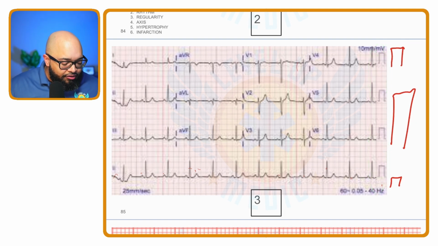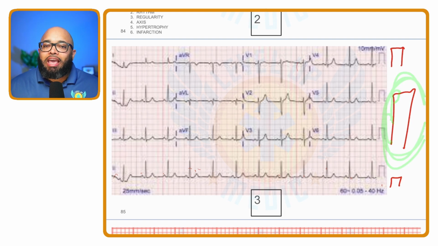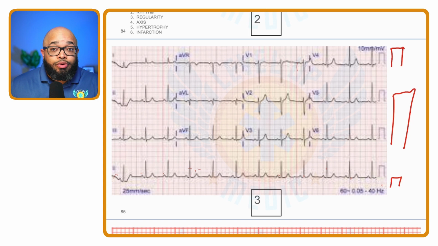So that tells me that, for instance, the reason this is important, let's say things are very zoomed in. You may incorrectly assume that this patient has, for instance, hypertrophy. They don't. It's just the gain is zoomed in too much. Okay.